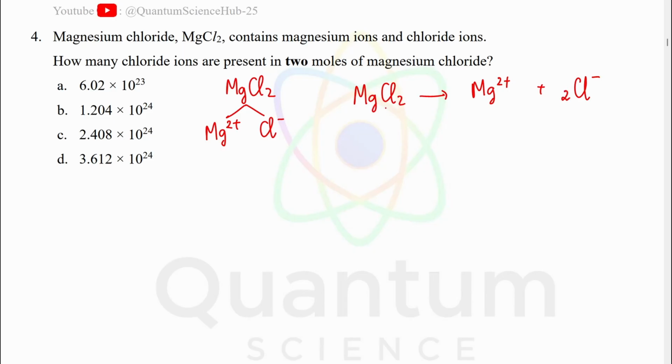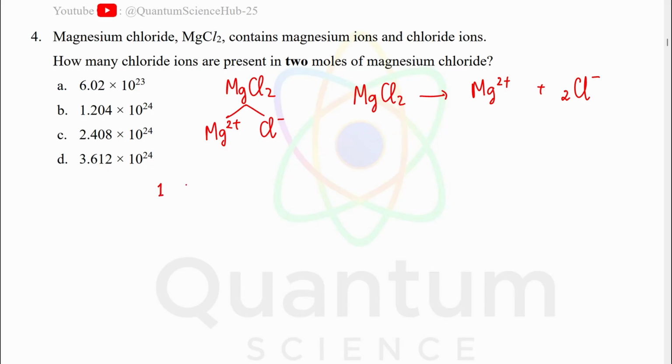So in 1 molecule of MgCl2, it contains 1 mole of magnesium ions and 2 moles of chloride ions. Since the question is asking only about chloride ions, that means 1 mole of MgCl2 contains 2 moles of chloride ions. And therefore, 2 moles of MgCl2 contains 2 times 2 equals 4 moles of chloride ions, right?